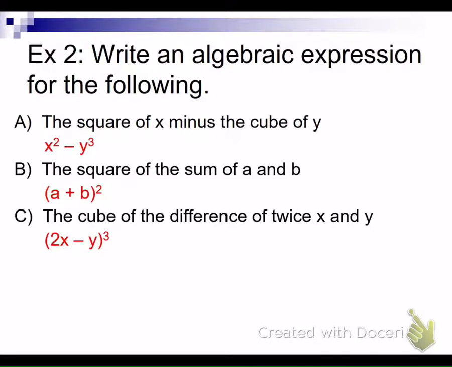If it said twice the difference, then the 2 would go on the outside. Do you know what I'm saying? But since it was twice the x, only the x is being multiplied by the 2. Then you got to subtract the y. That's how you find the difference. And we want to cube the whole difference, so we need the parentheses next. Questions?